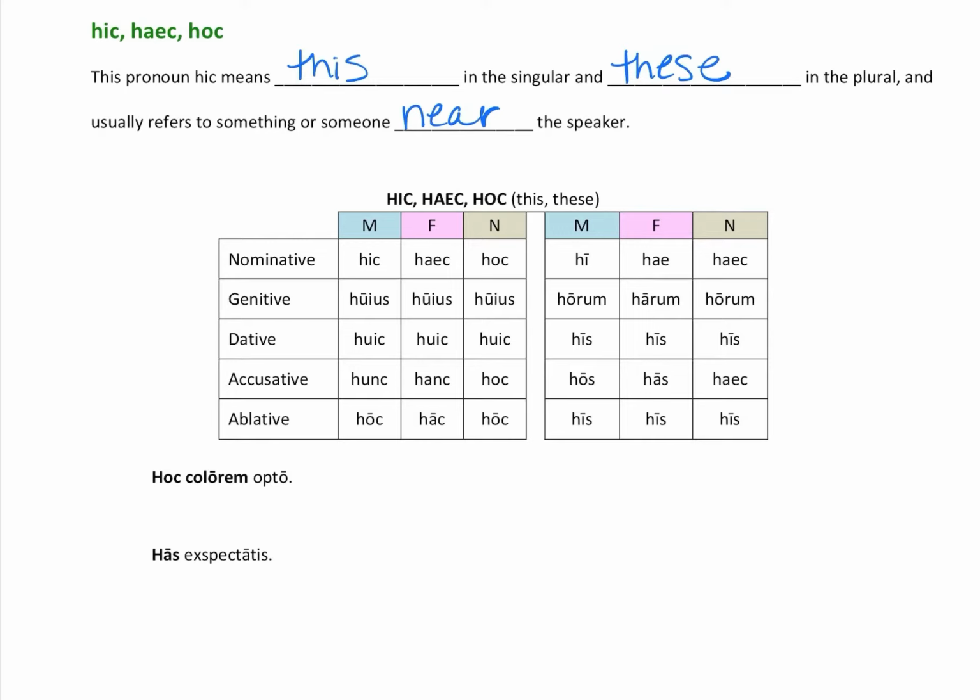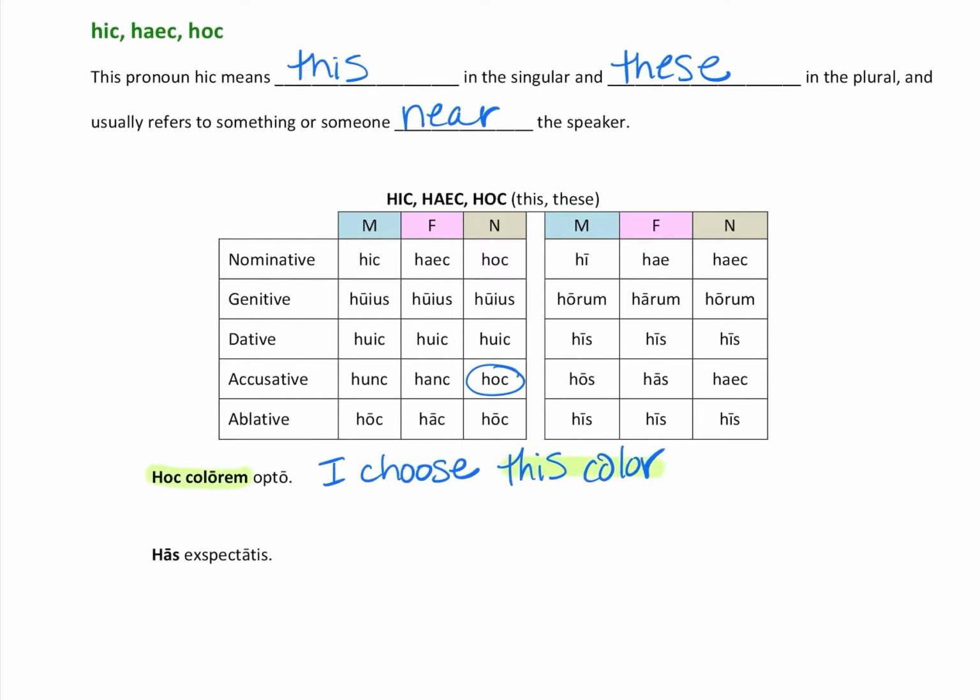Hoc colorem opto. So opto means I choose. I choose. So hoc, right? It's neuter and it's accusative. I choose this color. So the bolded part here, hoc colorem, becomes this color.